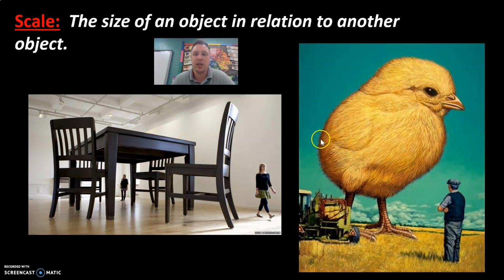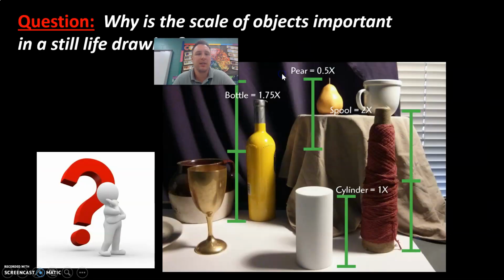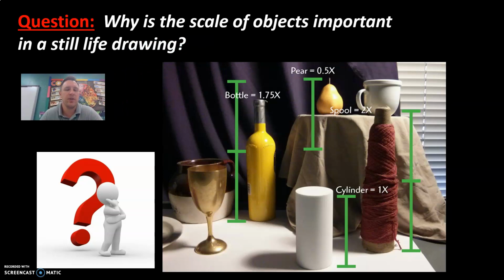So the table and the chicken are not to scale with the people as they would normally be in everyday life. So scale more has to do with the overall size. So why is the scale of objects important in still life drawing? It's very similar to the proportion slide, where you want the objects to come across as the objects they are.